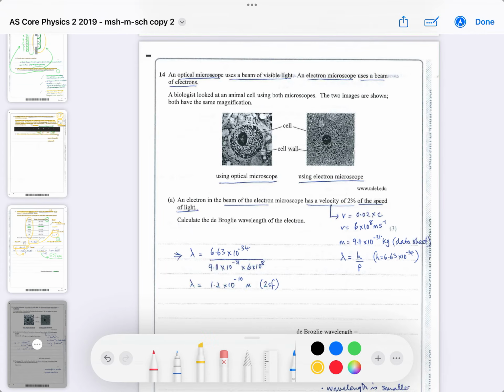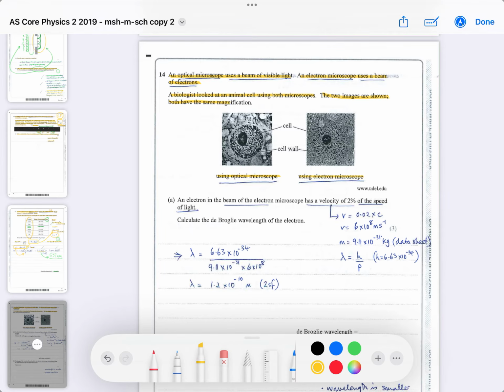So the next question, it says an optical microscope uses a beam of visible light. An electron microscope, on the other hand, uses a beam of electrons. Now this is again the wave-particle duality, that you can get electrons to have wave-like properties. A biologist looked at an animal cell using both microscopes. Okay, here's the image using an optical microscope, and here's one using the electron microscope. Okay, the two images are shown.